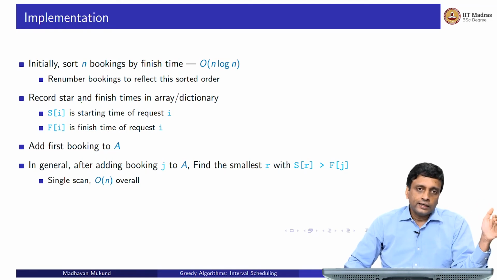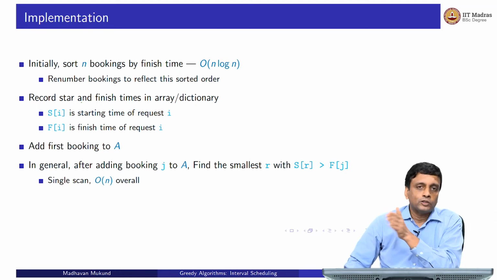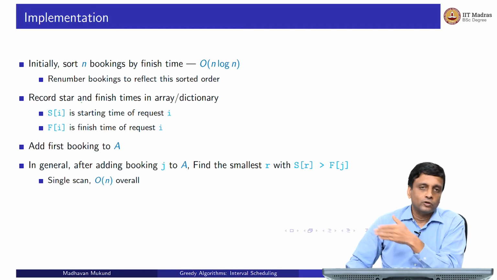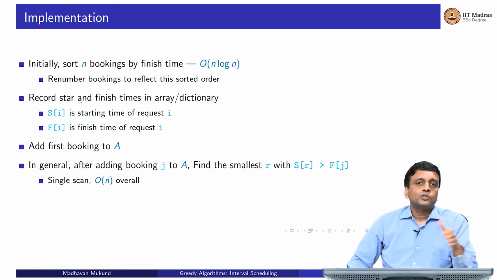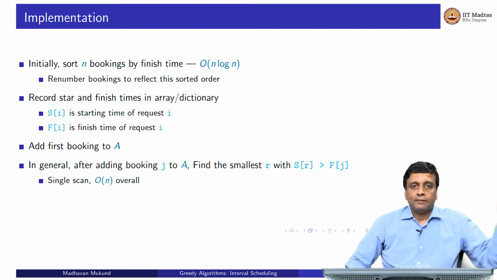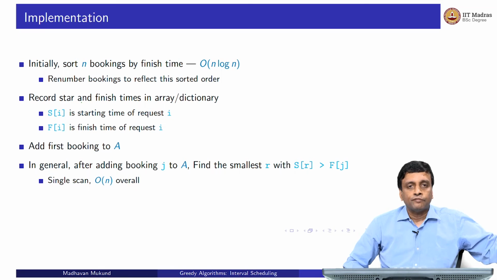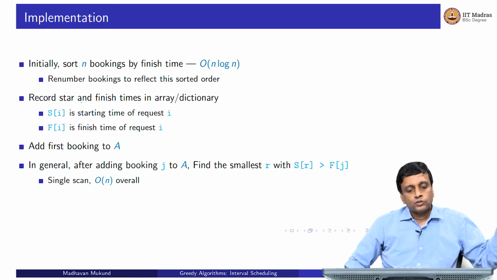Then after looking at r, I will skip over it, so I am not going to go back because everything before that is already ruled out because it is already overlapping with something. So I go from r and I look for the next r prime, which is to the right of r, which starts after r ends, and so on. So this is a single scan.